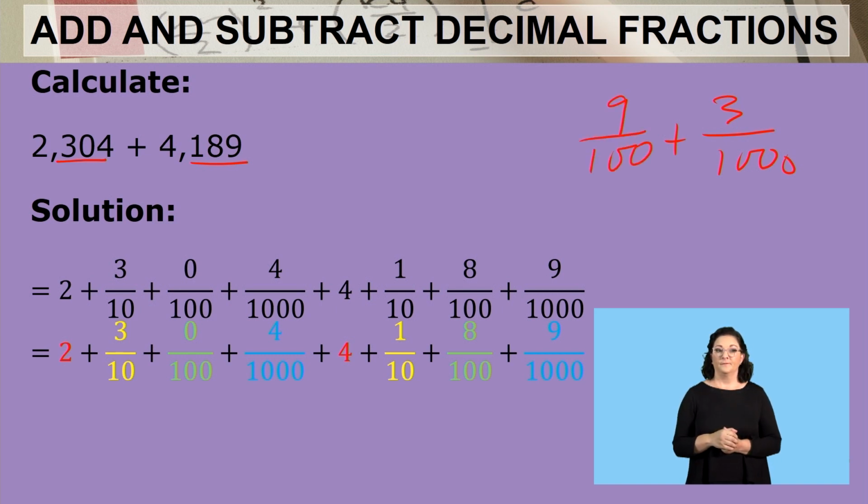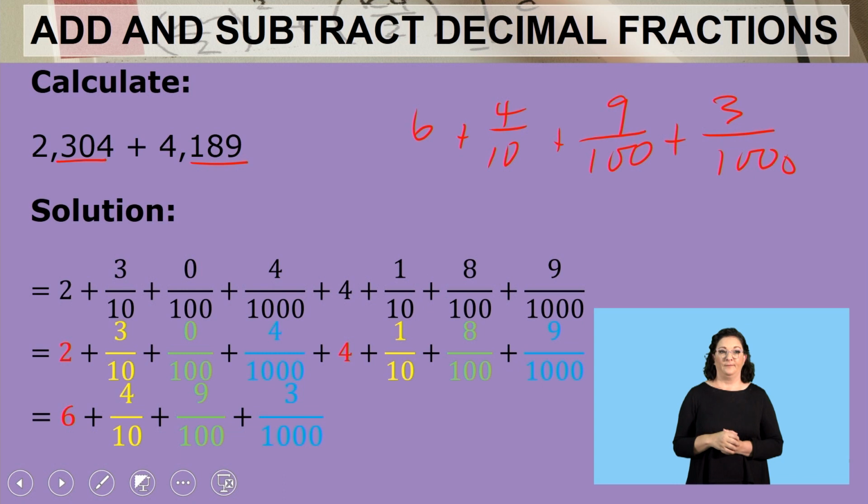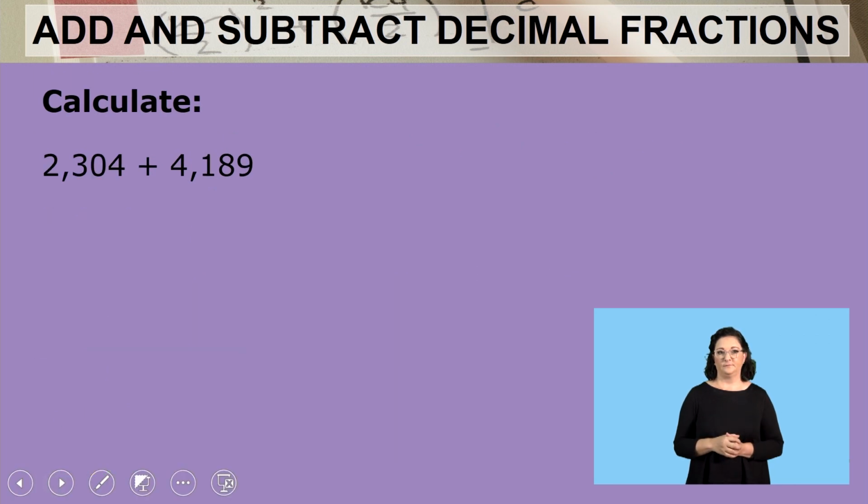Then you add the tenths now. You have 1 tenth and 3 tenths, which gives you 4 tenths. And then you add your units. This would be 4 plus 2, which gives you a 6. Now, in all reality, your decimal should be 6.493. And this is what we get: 6.493.